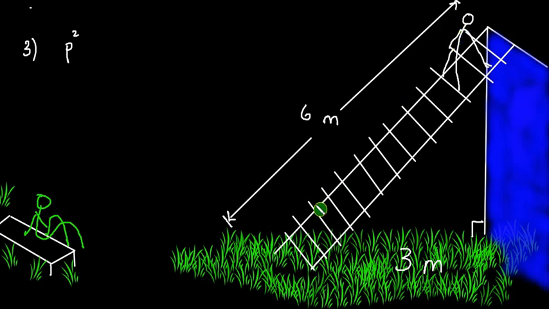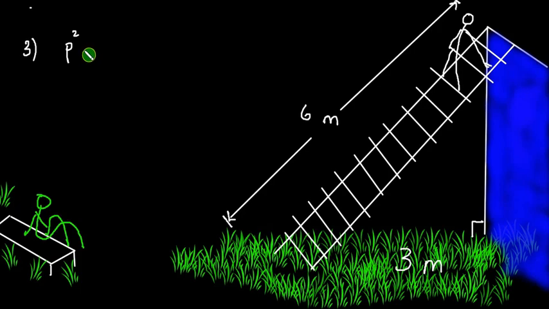So the length of this ladder here is 6 meters. And the distance between the base of the ladder and the bottom of the wall there is 3 meters. So we need to find the height of this wall. Your friend is sitting there and he wants to know, hey, what's the height of that wall? So let P represent the height of the wall. And of course we square it.